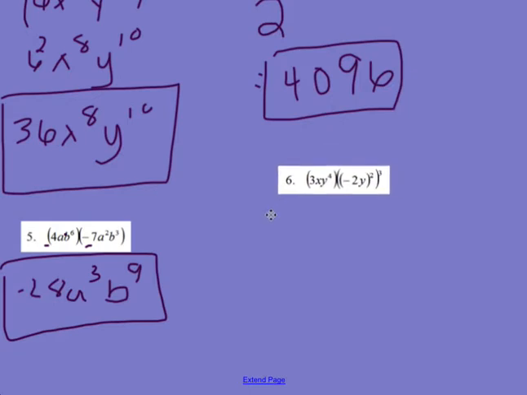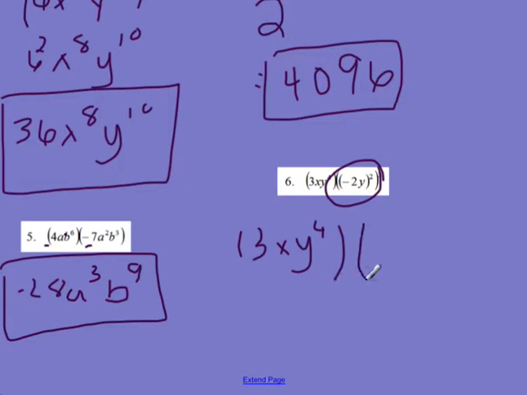Let's take a look at number 6. So for number 6, you're going to multiply. First, you need to figure this guy out. So we have this 3xy to the 4th. That's going to stay as is for right now. So then we're taking -2 times y, and we're squaring both of those. So basically on the inside, we're taking -2 squared and y squared, and eventually that's going to be raised to the 3rd power. Well, let's take another step.